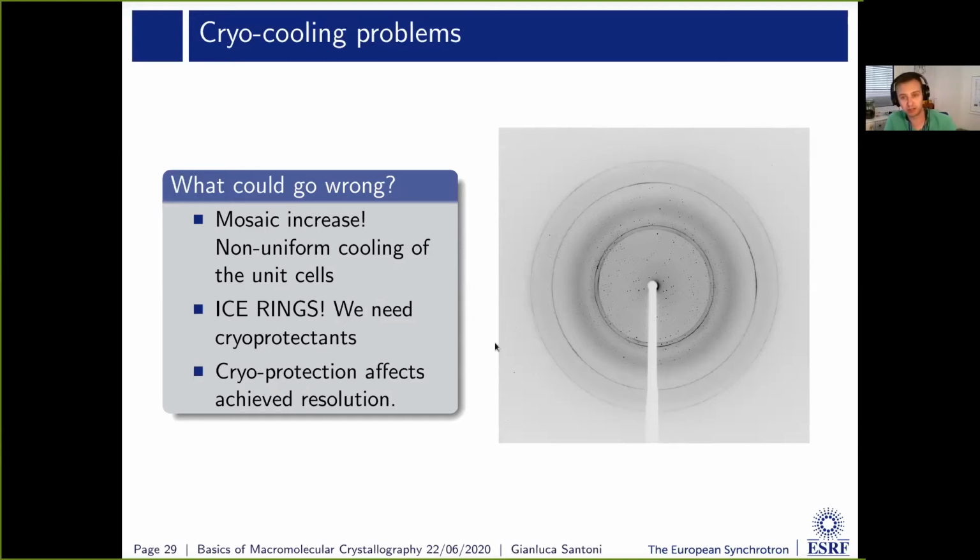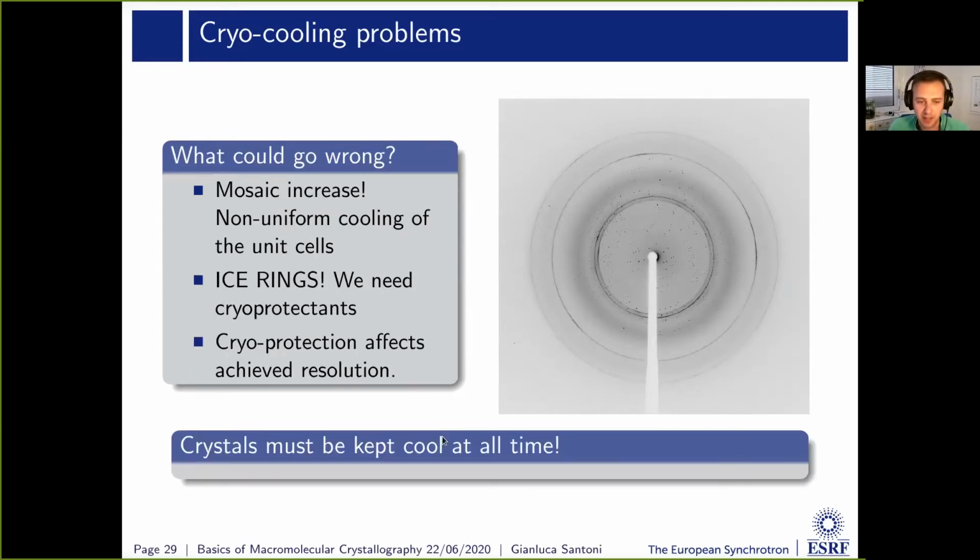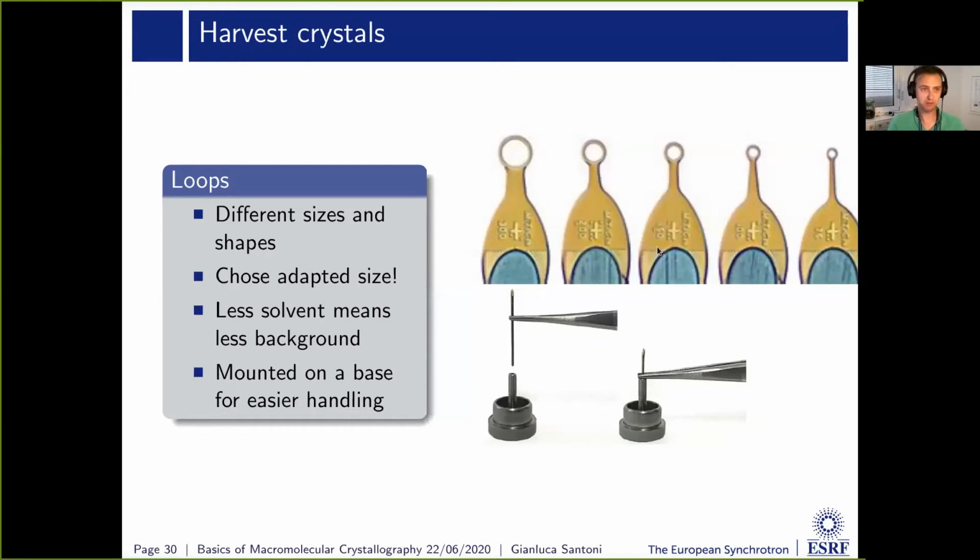So it's very important to screen for cryoprotecting conditions before going to the beamline, or to test at least different cryo conditions before sending crystals with different cryo conditions to the beamline. And the other problem, and this is more of a practical one, is that the crystals must be kept cool at all times, because temperature changes will obviously favor the appearance of crystalline ice, and this will disrupt the diffraction again.